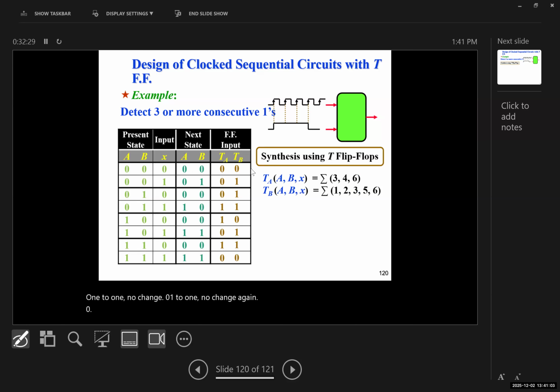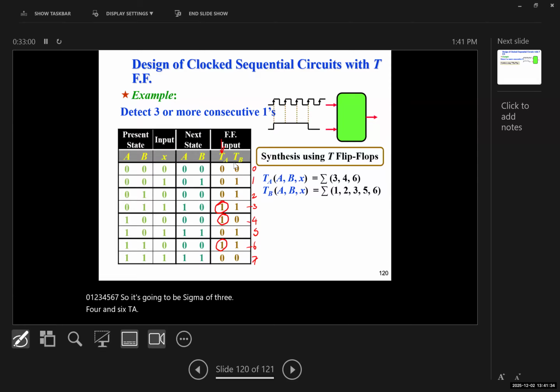Now, if I want to write the equations for them, we have to extract the minterms. Where is TA1? It's 1 here, and another one here, and here. Again, 0, 1, 2, 3, 4, 5, 6, and 7. So it's going to be sigma of 3, 4, 6, TA.